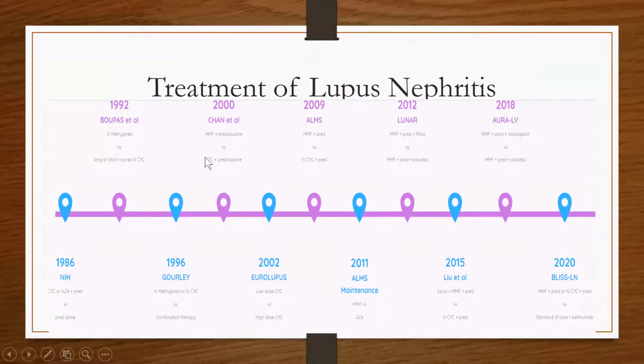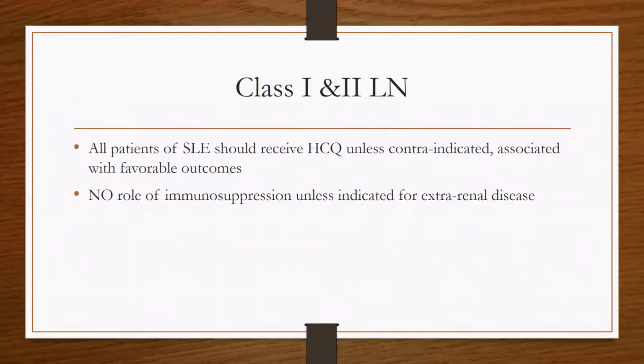These are all the trials of lupus: NIH trials, then ALMS trial, Euro-Lupus, ALMS maintenance trial, and LUNAR, and different trials using multi-targeted therapy, and the new BLISS, in which they used belimumab, which has shown some benefit. As a nephrology fellow appearing in the exam, you must know about all of these trials. Because of the shortage of time, I'm not going to go over the individual trials, but I'll discuss them briefly when we discuss the treatment.